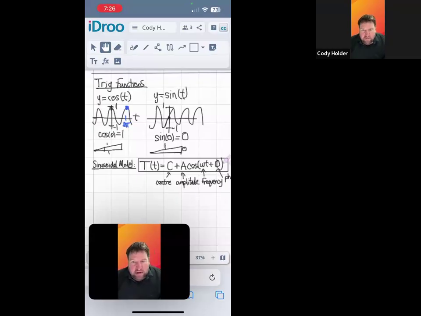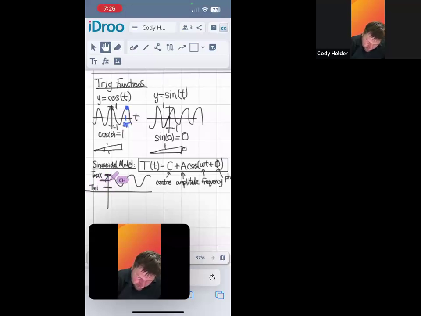A, which might be negative, would be a reflection if it was negative, and it's changing the amplitude of this thing. So the sinusoidal model, instead of being a perfect cosine function, is going to be offset with a phase, and it won't be 1 and -1 anymore. You'll have T max and T min. The center is sort of the center line right here. It's the midpoint between T max and T min.